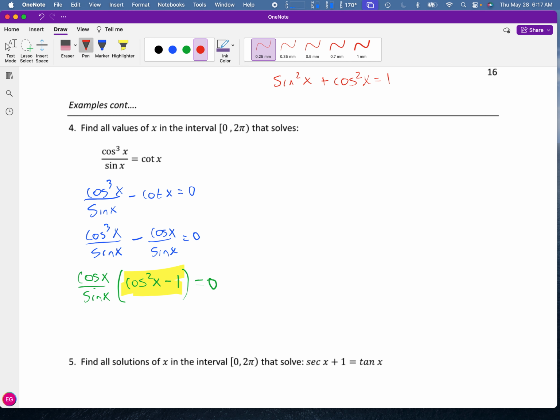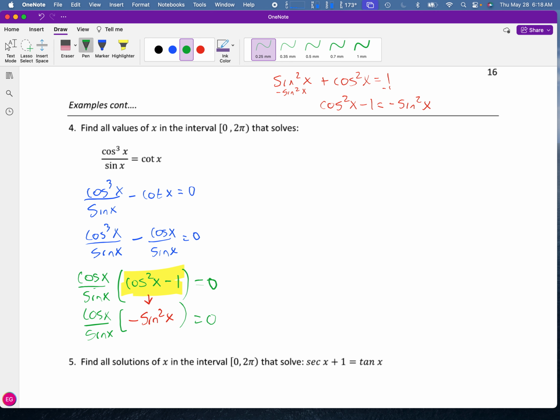So I need a cosine squared x minus 1, so I'm going to subtract this 1 to the other side and move this sine squared to the other side. That's going to give me cosine squared x minus 1 equals a negative sine squared x. So I can actually replace this with a negative sine squared x by using our identities. So now I have cosine x over sine x times a negative sine squared x equals 0.